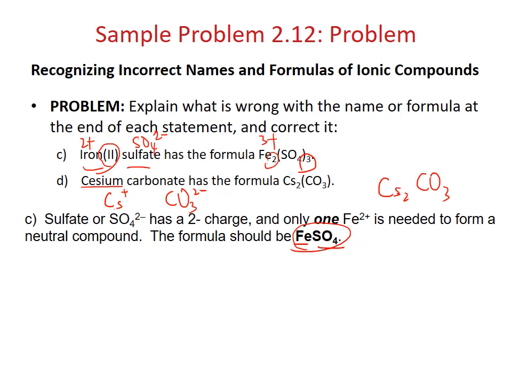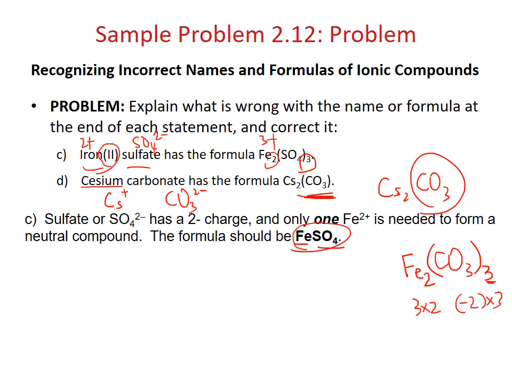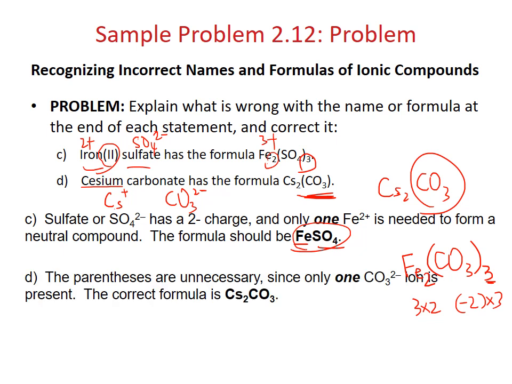Now, do we need a parenthesis like here? Well, if you have more than one, then you do need it. For example, if iron is 3 plus, then you need a parenthesis, and you need 3 of them, so 3 times 2 negative, 2 times 3 positive, and they balance each other. So you have a parenthesis, but here you only have 1 carbonate, so you don't need a parenthesis. So the correct formula should be cesium 2 and carbonate 1.